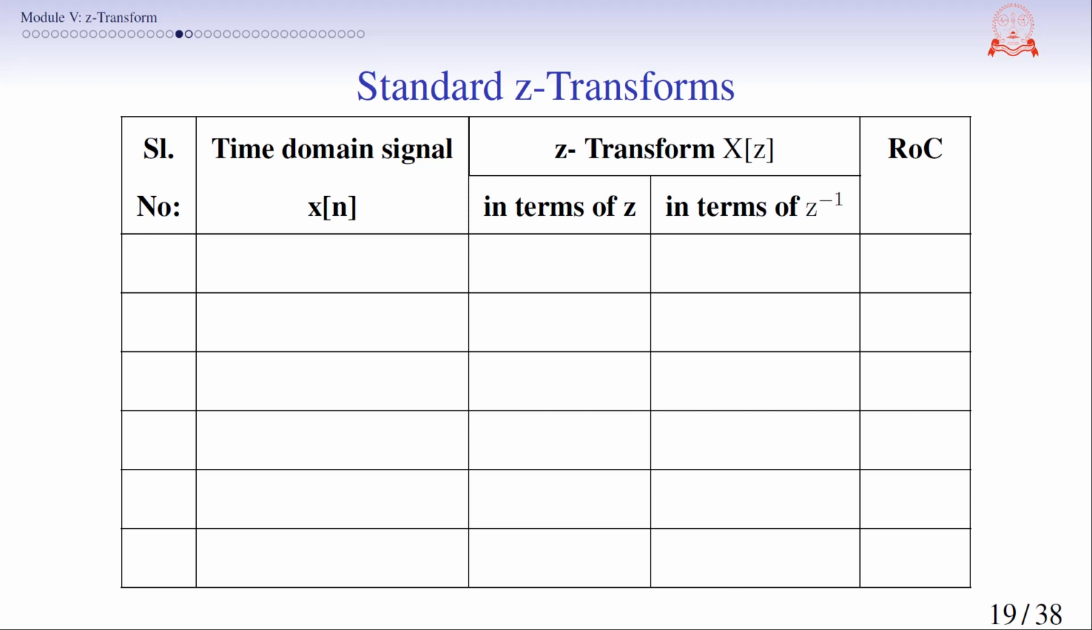Now, considering some standard signals, we have its corresponding Z transform. We have to know their Z transform in the positive power of Z as well as in the negative power of Z. Also, we have to care about the region of convergence. For an impulse signal, the Z transform is 1 and the region of convergence is the whole Z plane.